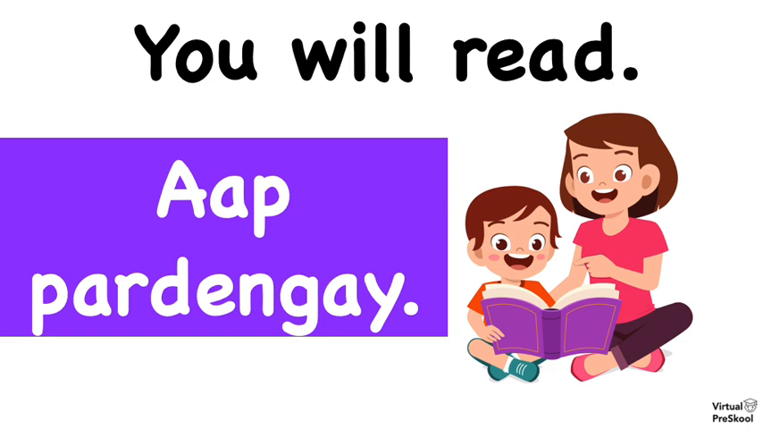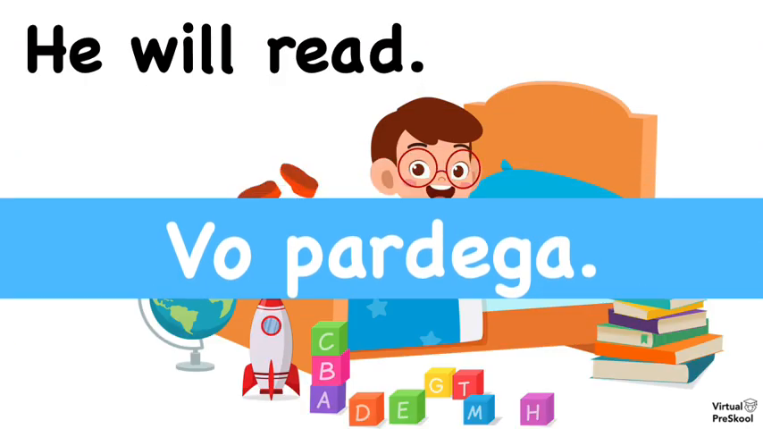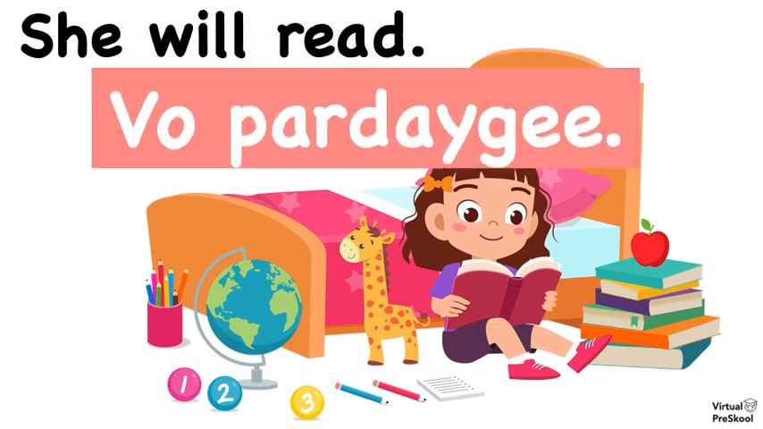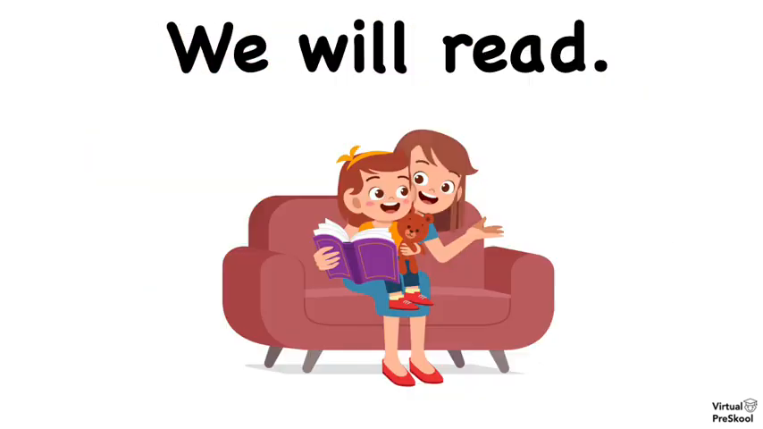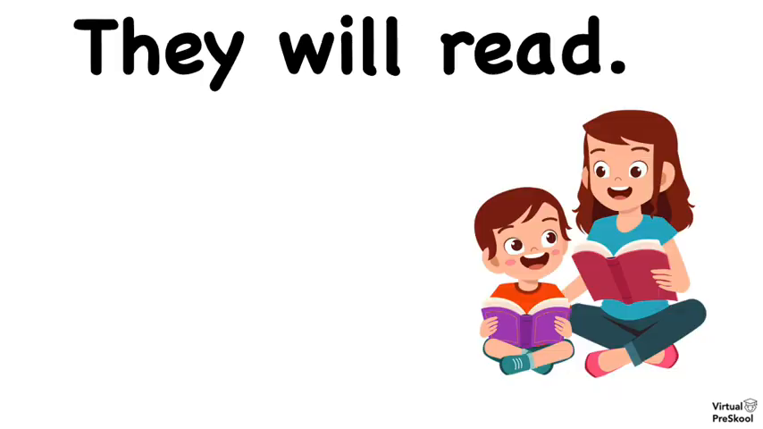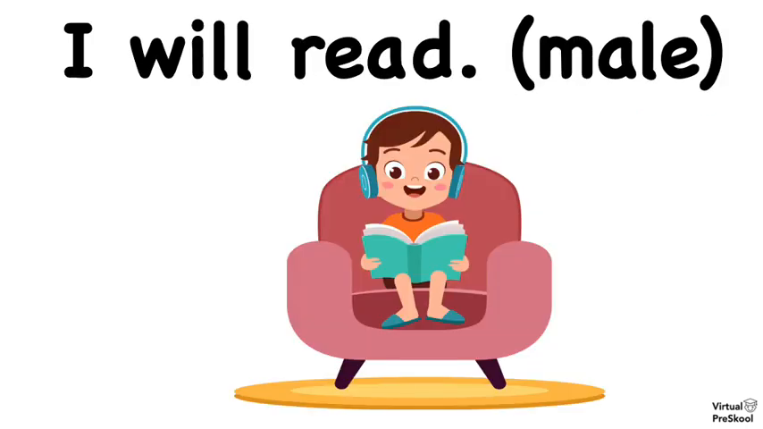So you will read again, aap padhenge. He will read, wo padhega. She will read, wo padhegi. We will read, hum padhenge. They will read, wo padhenge. Awesome job! You successfully conjugated a verb in future tense. Let's do it again.